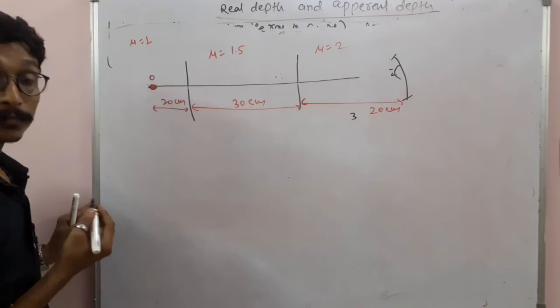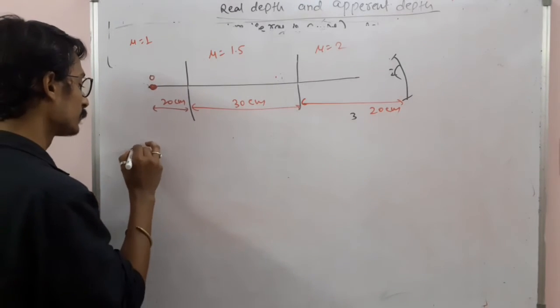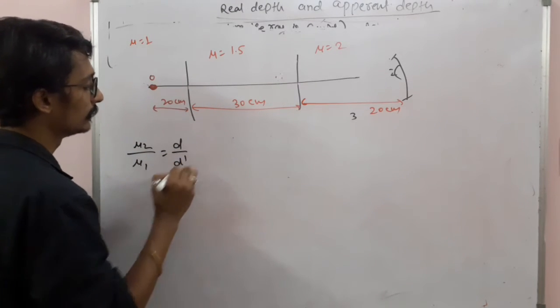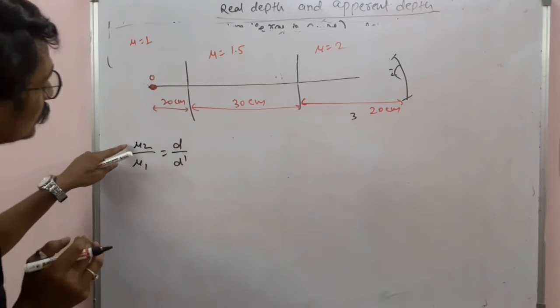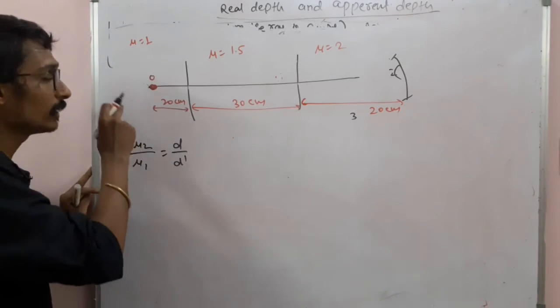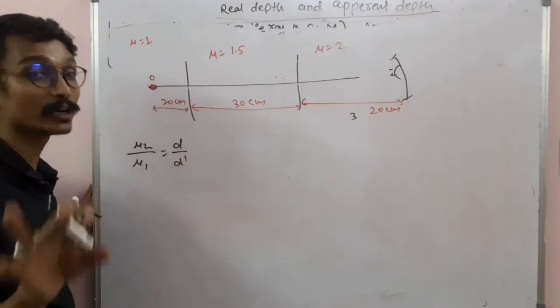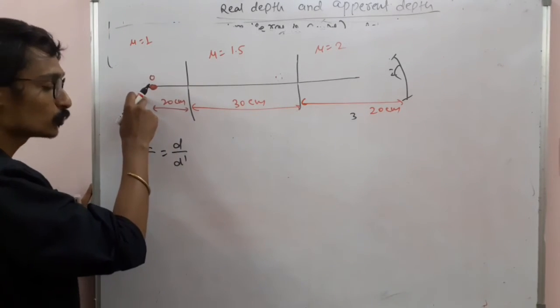Okay. Now what do we have? We have the formula. The formula is mu2 divided by mu1 is equal to d by d dash. What is mu2? Mu2 is the refractive index of the medium from where the ray is coming, or you can say from where the object is kept. So this is mu2 in this case.